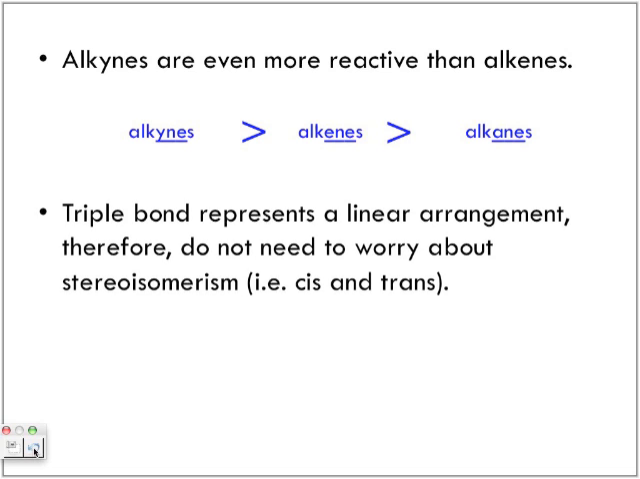So triple bonds represent a linear arrangement. Therefore, they do not need to worry about stereoisomerism. Cis and trans, I will be putting a video on cis and trans, and we're looking at the geometric shapes. We should know, if we're putting together models that are linear, with single bonds, we can rearrange this where we can kind of orient this carbon here in a different geometric pattern. But with triple bonds, right?